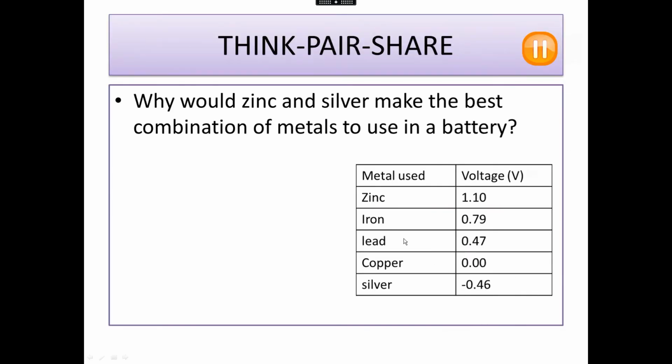Now, have a think about this. Pause the video, try and come up with an answer. Why would zinc and silver make the best combination of metals out of all of these ones that are here? Why would zinc and silver be the best combination of metals to use in a battery? Pause it and come up with a sentence for your answer.